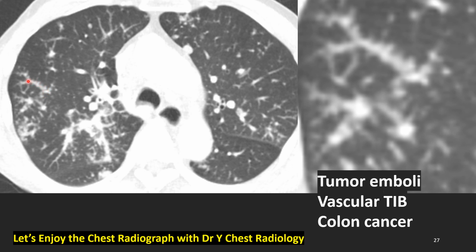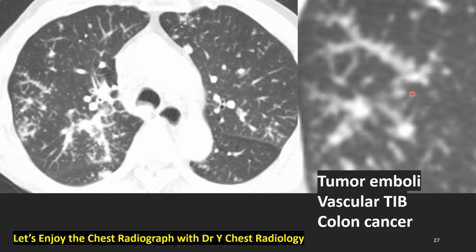The shape is a branching pattern of pulmonary artery, arteriole. Yes, some tiny nodules around it, beading, just like a beading appearance. All are the same. It somewhat looks like tree-in-bud of tuberculosis. We call this one vascular tree-in-bud. Actually, these are pulmonary arteries, pulmonary arterioles filled with cancer cells. This is called tumor emboli from colon cancer.